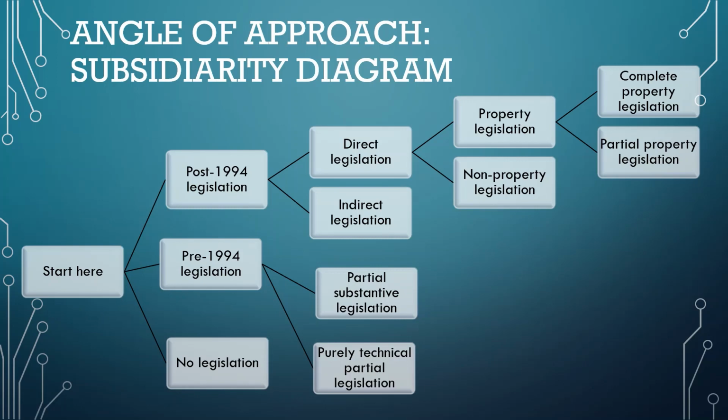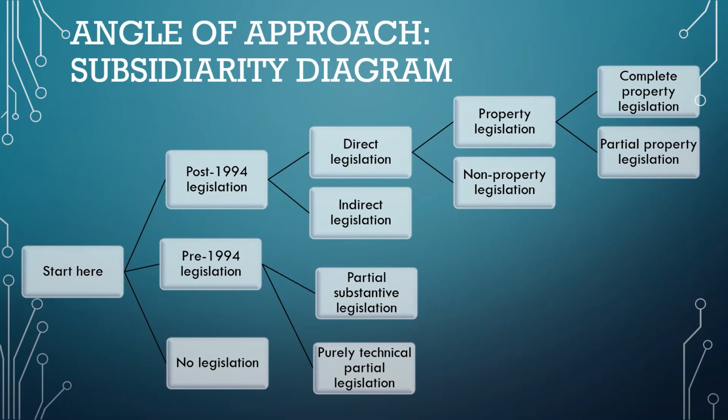Now, suppose the legislation constituted direct post-1994 legislation, but constituted non-property legislation. What then? So we are talking now about direct Bill of Rights legislation but non-property legislation. What do we do then? The diagram shows that direct Bill of Rights legislation also includes non-property direct legislation.